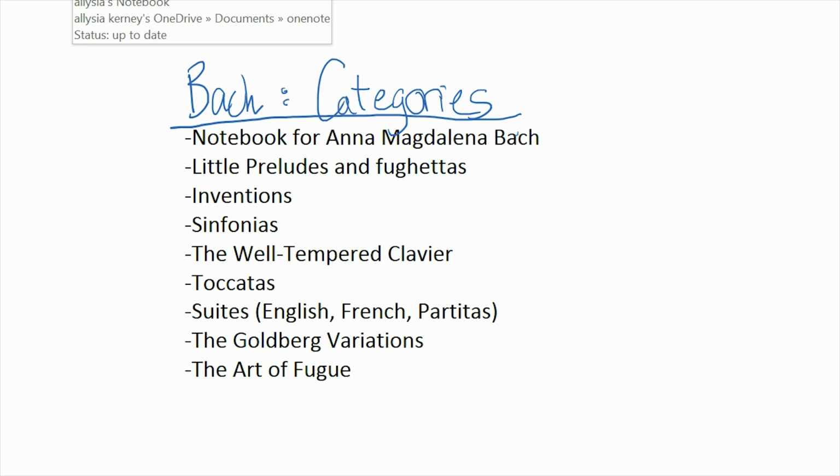The easiest way to do this is to divide his pieces into categories, and those are as follows. These are going to be in order of the easiest to the most difficult. So we have the Notebook for Anna Magdalena Bach. We've got his little preludes and fuguettas, inventions and sinfonias, which are often linked in the same book. The Well-Tempered Clavier, there's book 1 and book 2 of that. We have Bach's toccatas, his suites, like the English suites, French suites, and partitas. The Goldberg Variations, now we're into deadly territory. And finally, the Art of Fugue.